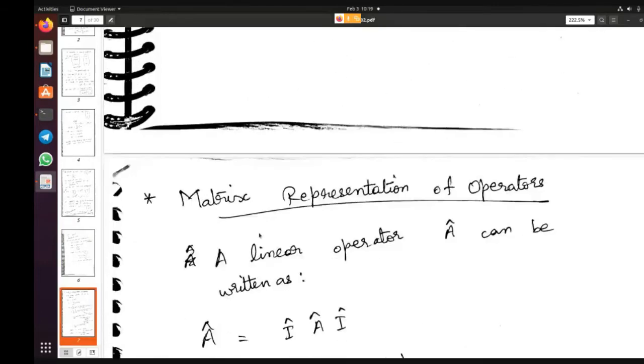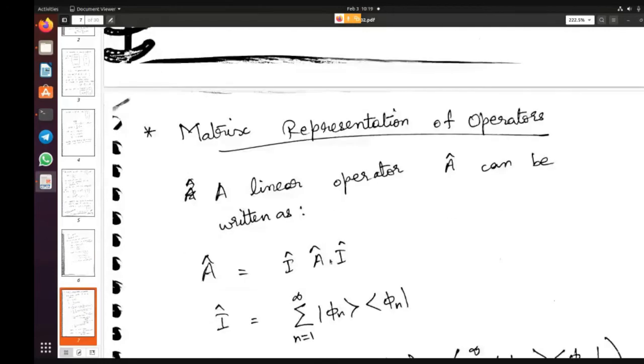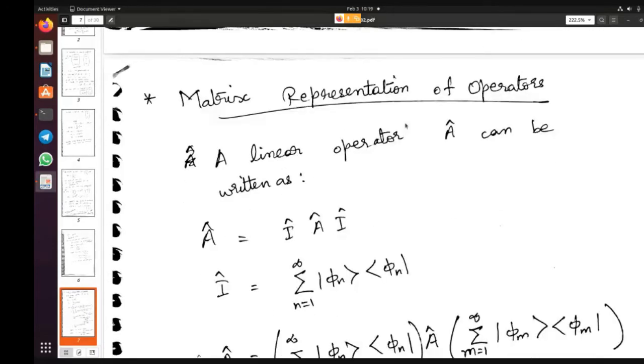Next is matrix representation of operators. I already told you that if phi n represents a complete basis, then the summation of this operator is going to give you I. If this is going to give you I, then for any operator A, if you multiply it with I on both sides, it is the same thing. It's like multiplying it with 1.